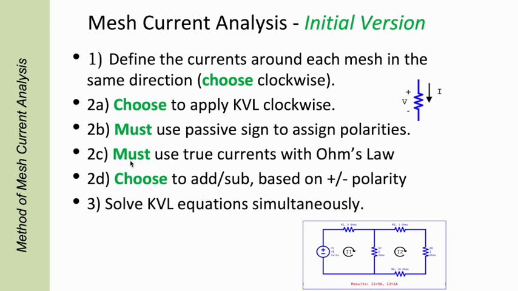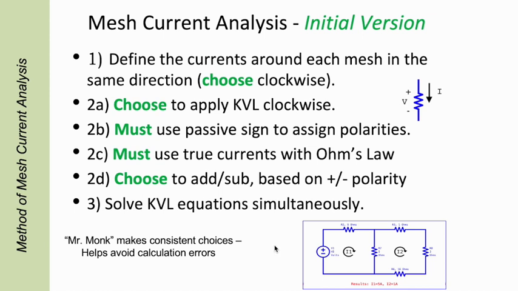That's a must. Must use true currents with Ohm's law. Ohm's law doesn't care about this silly partitioning. It needs the true current. We then have a choice about how we add or subtract terms as we're going around the mesh and forming our KVL equation. Then we solve. Again, note some of the choices are mandatory with the must, some are optional with the choice.